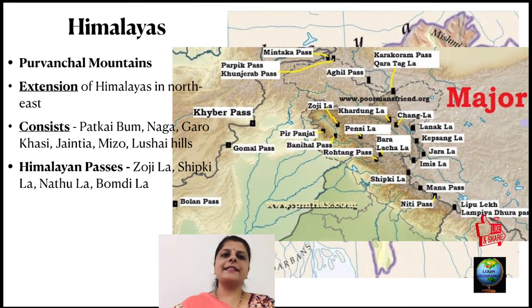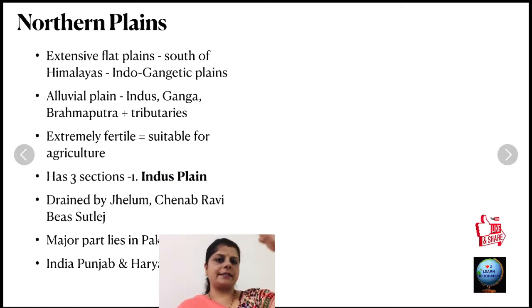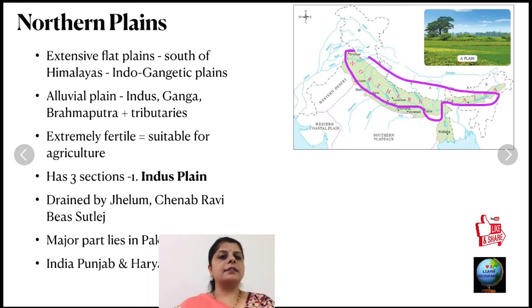Now the next physical division is the northern plains. These northern plains are very extensive flat plains south of the Himalayas. Location wise, in the north is the Himalayan mountain range, and then the Indo-Gangetic plains or northern plains are located south of the Himalayas. They are alluvial plains. Indus, Ganga, Brahmaputra and the other tributaries of these rivers have created flat plains which are very fertile and the best location for agricultural activities.